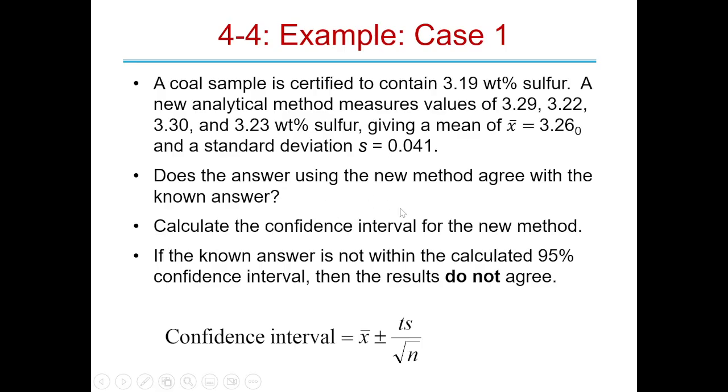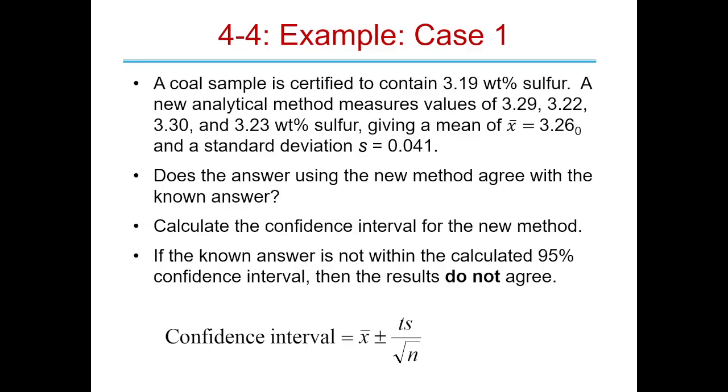Does the answer using the new method agree with the known answer? So what is your known answer? What is your literature value, what is your true mean in this case? Or accepted mean, that's actually the better term. Well, certified, right? Certified to contain. So it's that one right there, right? So what else do we need?